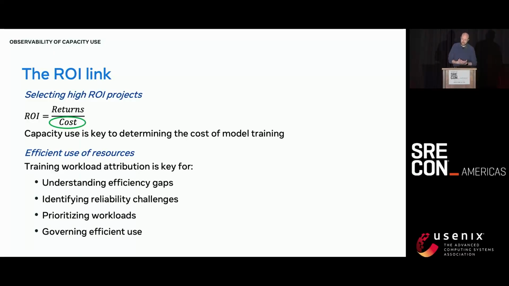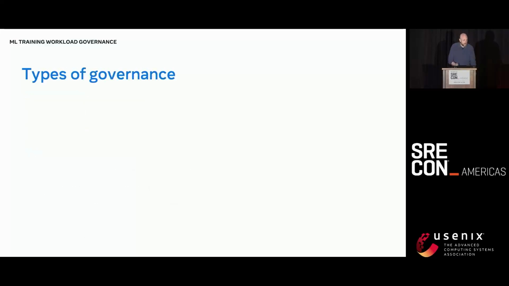Capacity is key to determining the cost of how much training these models take. And using it, you can start to understand where your efficiency gaps are, where your reliability challenges are, start to prioritize your workloads, and then start governing that efficient use. And so with that, I'm going to hand it over to Anamaya to walk through our case study.